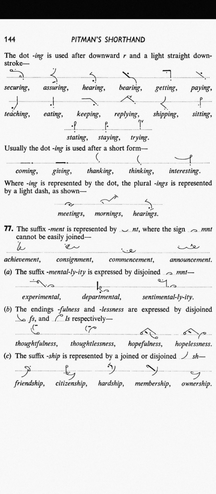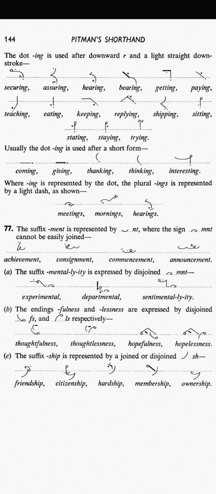Next, the dot ing is used after downward R and a light straight down stroke. Which are the light straight down strokes? P, T, J, right, and downward R. The ing that comes after them we will also represent by the disjoint dot ing, as in securing. S circle, made above the line, will finish on the line. S circle, K, downward R is used here. Light dot on the second place of K before it. U diphthong on the third place of downward R before it. Light dot disjoint here for the sake of suffix ing.